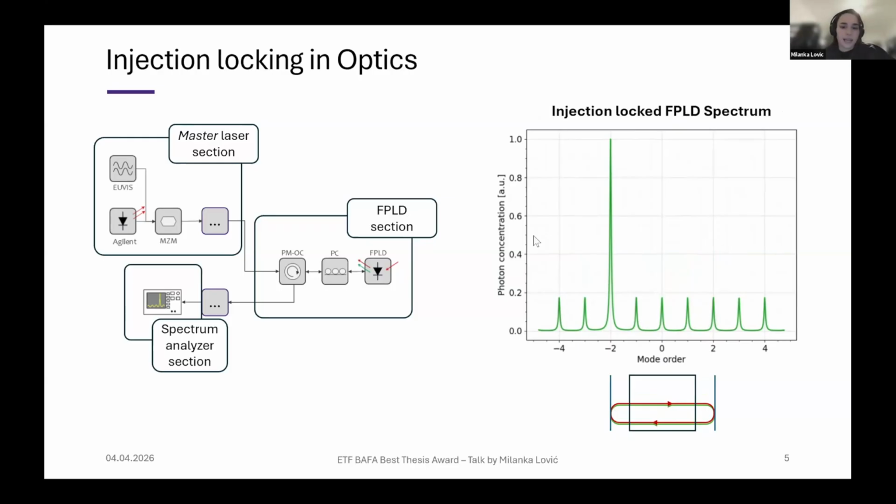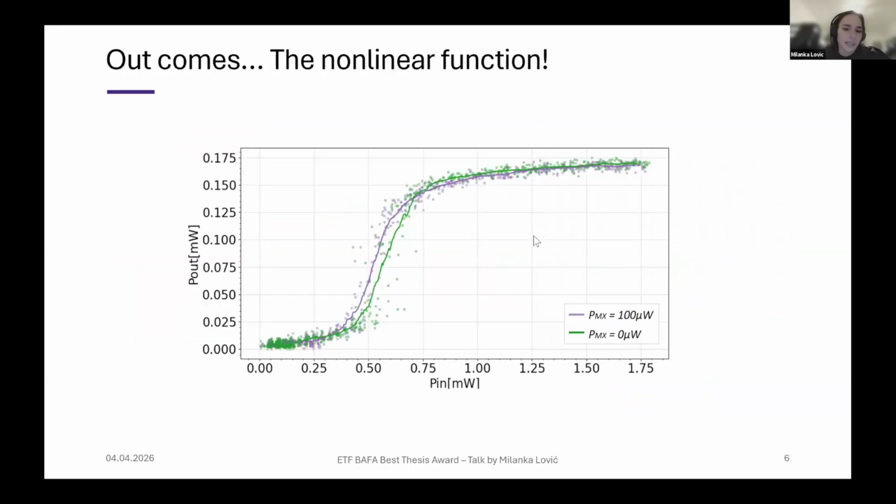If we record the power exactly at the frequency of the master laser, what we will see is that the output power of the laser will rise non-linearly with the input power of the master laser. And that's exactly what we get. So I say out comes the nonlinear function. As you see, this is the function of the output compared to the input. And this right here, this graph, is the most important result of my thesis. This is why I decided to include it here.